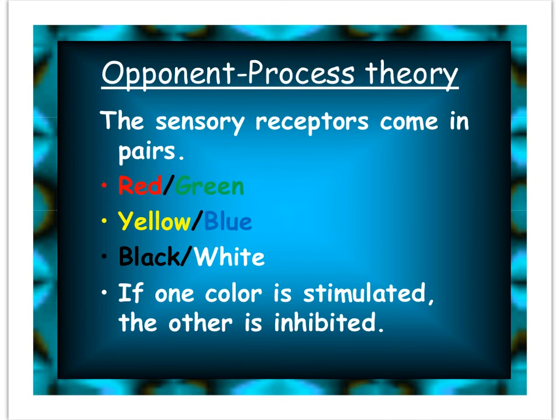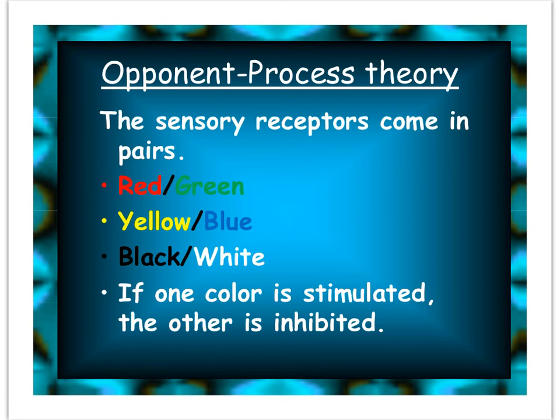So Ewald Hering came up with this theory, the opponent process theory, that explains how we perceive color in the brain. So this processing happens in your brain, in the lateral geniculate nucleus, or the LGN of your thalamus. And it's essentially saying that when one color is stimulated, the other one is inhibited. So there are pairs of colors that are going to help with the perception of color. And you have to remember these pairs.